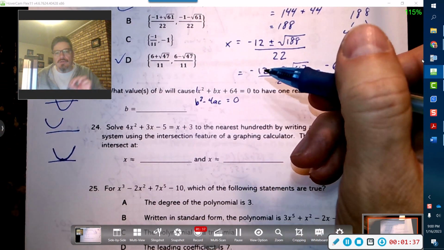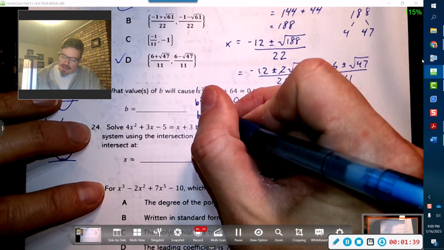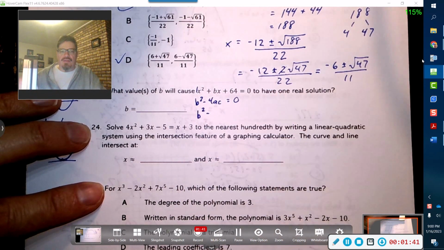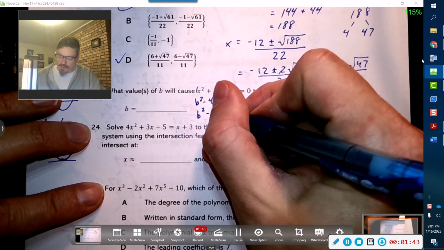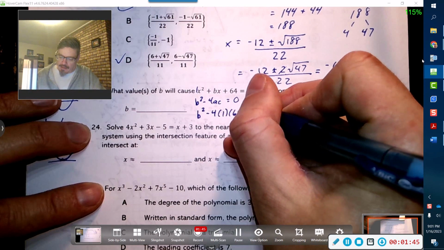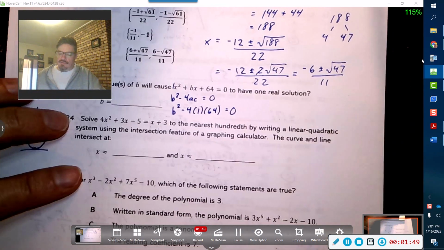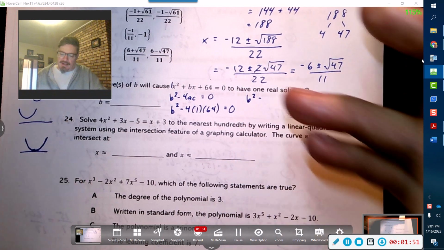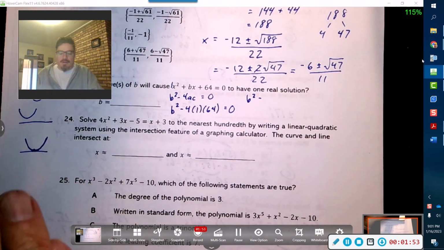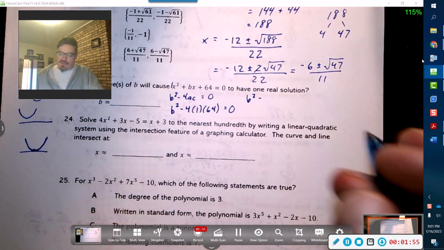So what I do then is put in everything that I know already. So that's 4 times 1 times C. Now I'm going to figure out what those values are. So B squared minus, what's 4 times 64? I do not trust myself. That's 256.